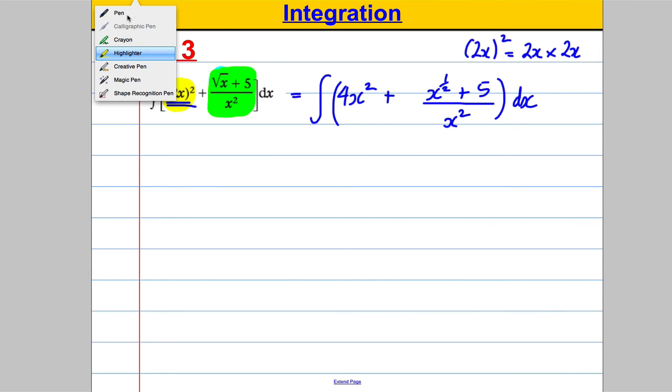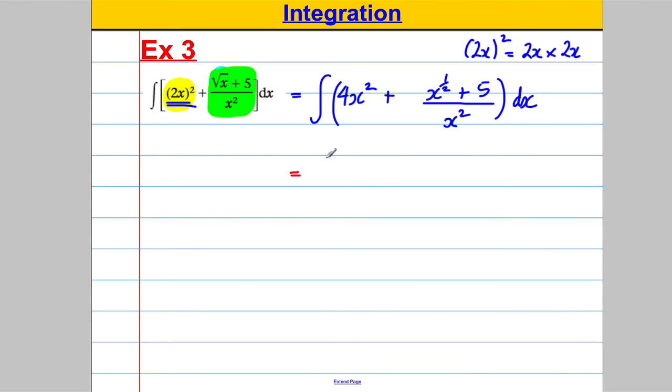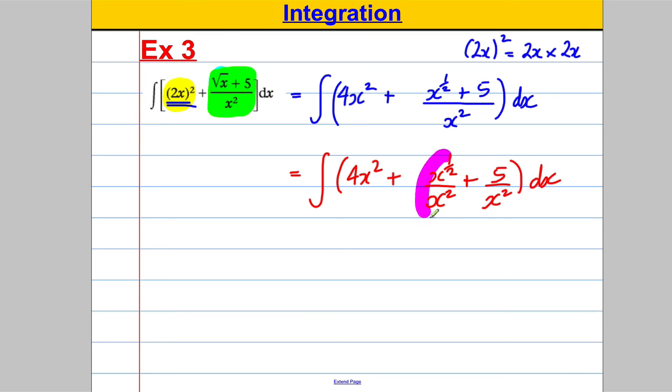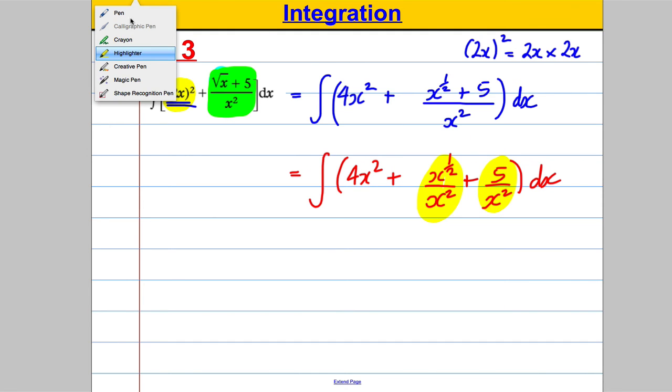Now I still need to simplify this thing further. I can divide x to the half by x squared, and I can divide 5 by x squared. So I could write this, again, I'm not doing the integral yet, the integral of 4x squared plus x to the half over x squared plus 5 over x squared. That's a perfectly acceptable rule, close bracket dx. Now I'm going to write this as a single power of x, and I'm going to write this as a power of x so that it's ready at last, after all that work, to integrate.